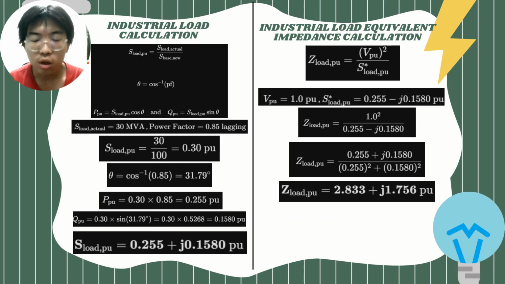And later we can do the industrial load equivalent impedance calculation. The formula given is Z load per unit equal to V per unit to the power of 2 divided by S load per unit. The V per unit is 1.0 per unit, and the S load per unit is 0.255 minus j0.1580 per unit. So for the Z load per unit, we substitute all the values inside, and we get the final answer, Z load per unit 2.833 plus j0.1756 per unit.